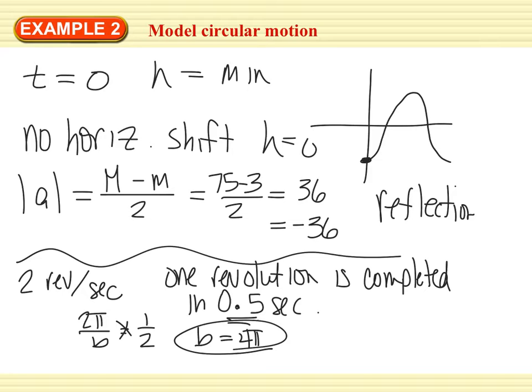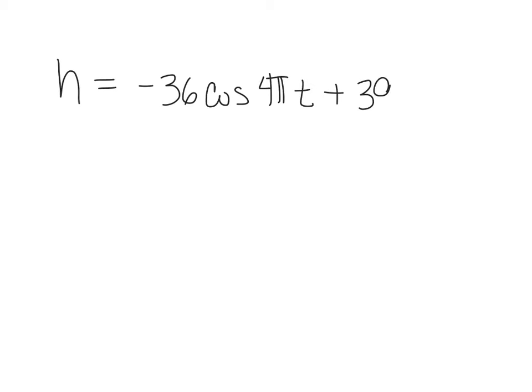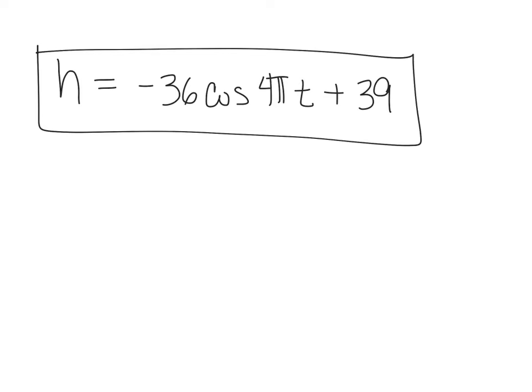So let's write our answer. The height is what we're modeling here. I have negative a cosine b and our shift up. There we go.